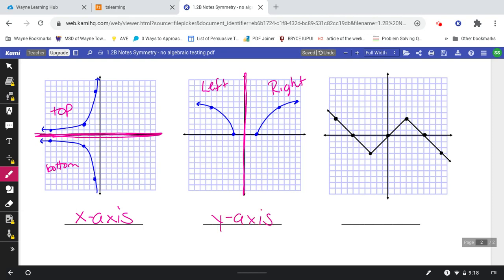Y-axis. This last one is your origin symmetry. You have the same thing diagonally here as you do in the opposite corner. So think about it traveling diagonally, or down and over, up and over. So it's a right-left flip as well as a top-bottom flip.